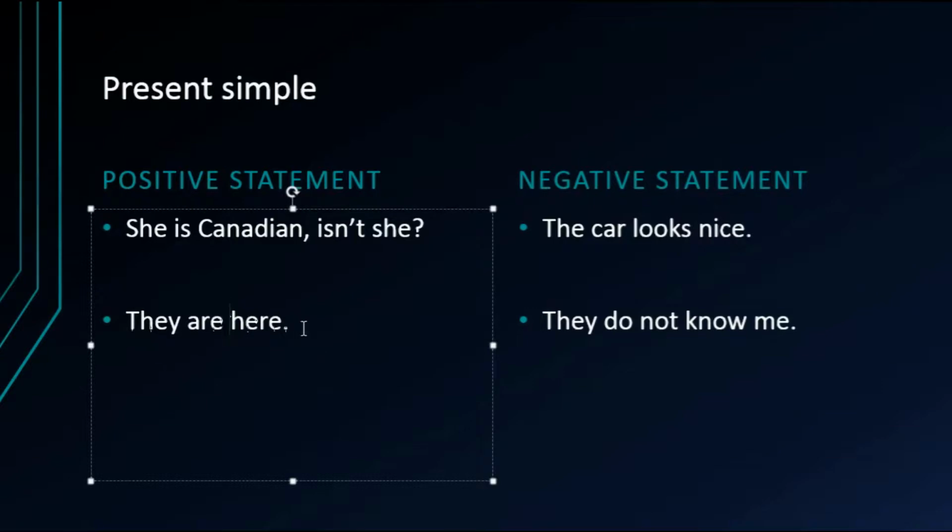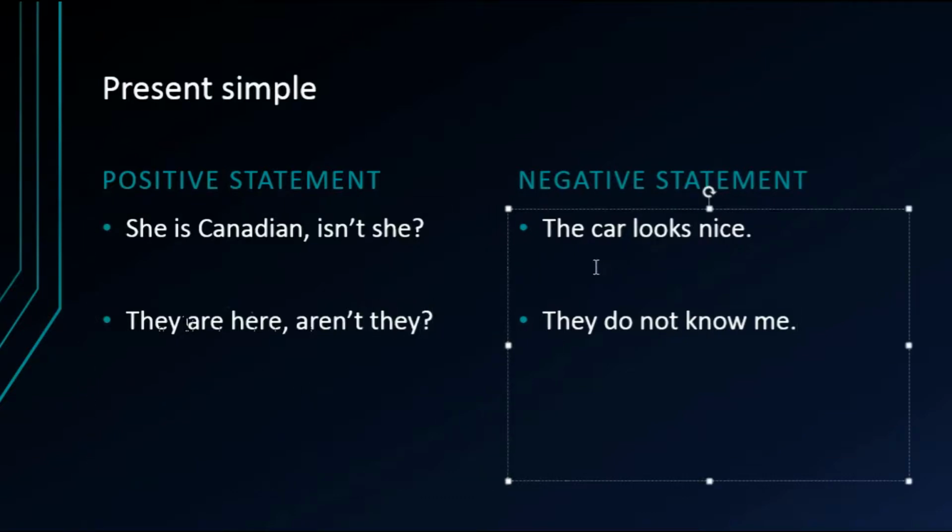What about this one? They are here. I change this to a comma. Then I use my auxiliary verb, right? Are. Then because this sentence is positive, I have to add a not here. Then my subject here is they. Then my question mark. Very easy, right? Very, very easy.